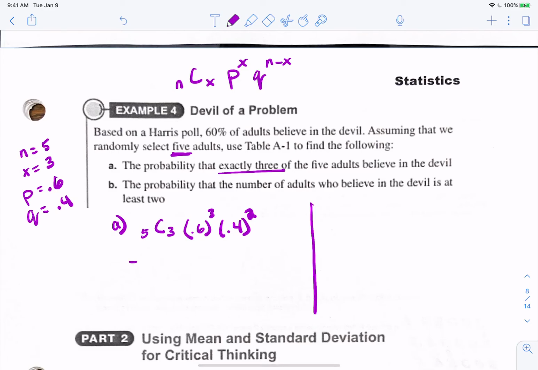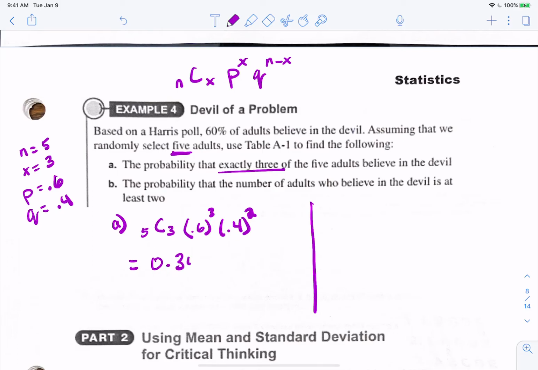So do that in your calculator. Practice typing that in. Let's see what we get. It's 0.3456. Make sure you use 0.6 to the third and 0.4 to the second. You should keep all 4 decimal places.